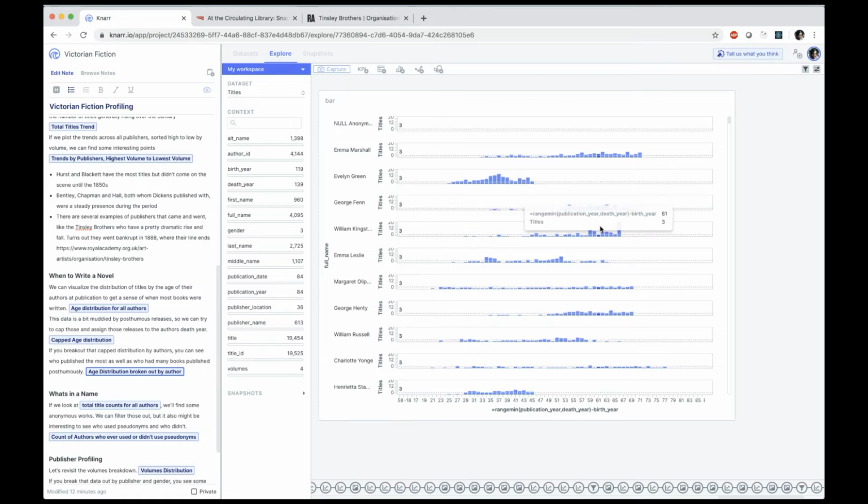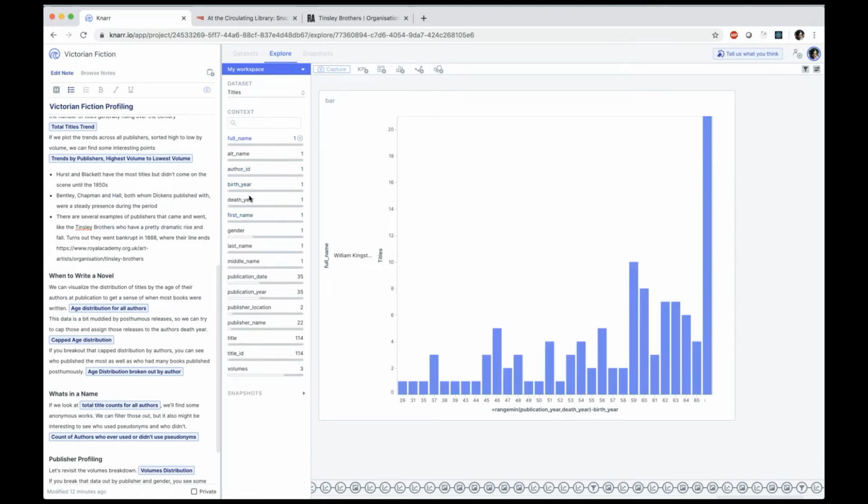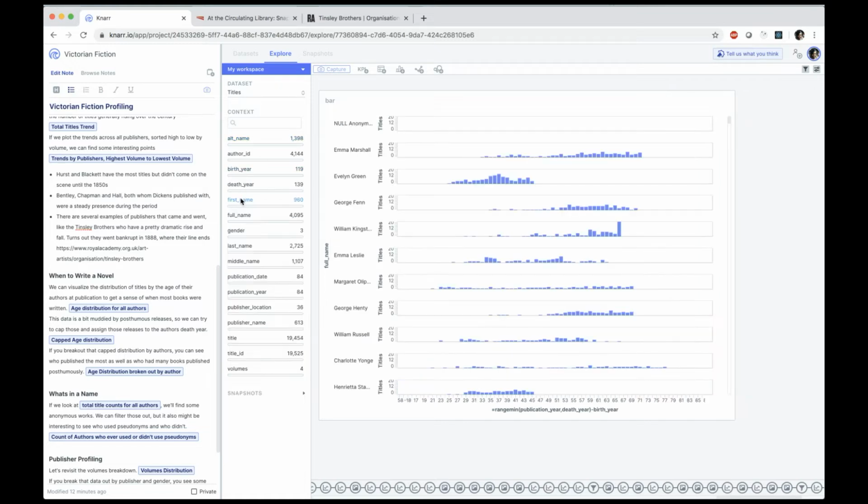Like William Kingston, for example, did he really publish 21 titles at the age of 66? No. If we filter to William Kingston, what we see is that that was the year that he died, and my capping put all of the 21 works that were published after his death onto that single year. So that's an example where the capping actually hurts our analysis rather than helps. But it also gives you a perspective: you can look at some of these big bars at the end and understand immediately, oh, this is an author that had many titles posthumously released.